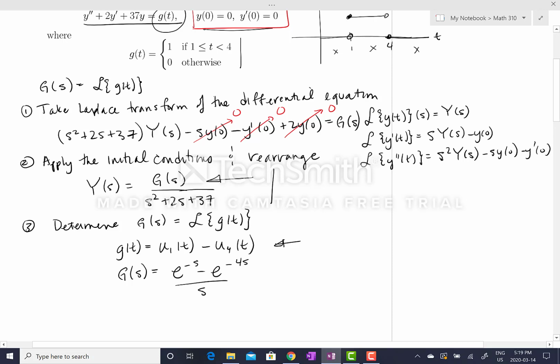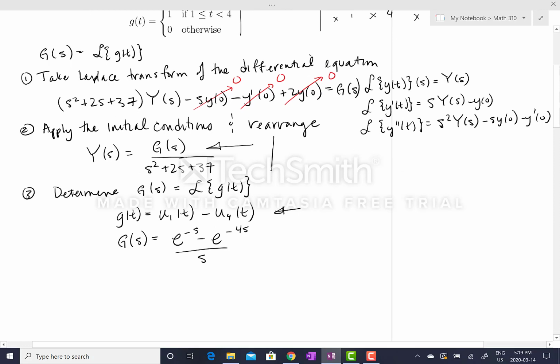Okay, so the e to the minus s over s is the Laplace transform of the unit step function at 1, and e to the minus 4s over s is the Laplace transform of the unit step function when c is 4. Okay, so now we have a complete expression for y of s for this precise differential equation that we had here. It looks like this: e to the minus s minus e to the minus 4s divided by s times s squared plus 2s plus 37.